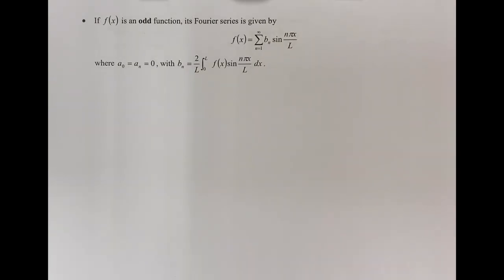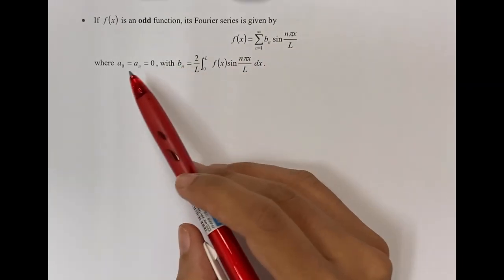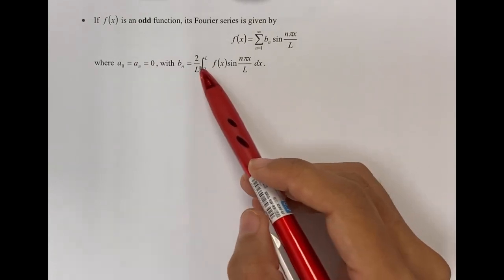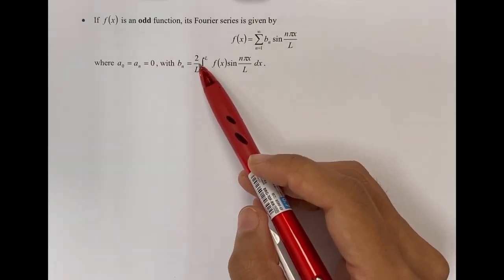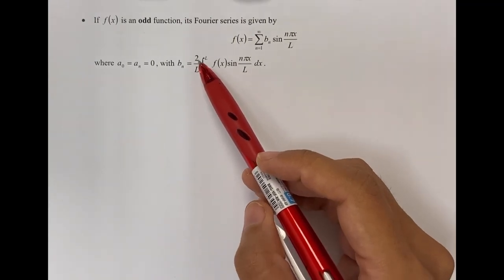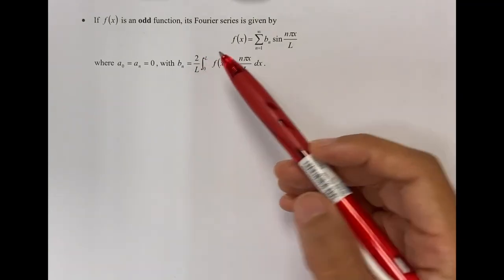If it is an odd function, the formula is even simpler. You just need to find bn, as a0 and an are equal to 0. For bn, we assume it is equal on both sides, the right hand side and the left hand side, so we just have 2 over L, and the interval is from 0 to L.